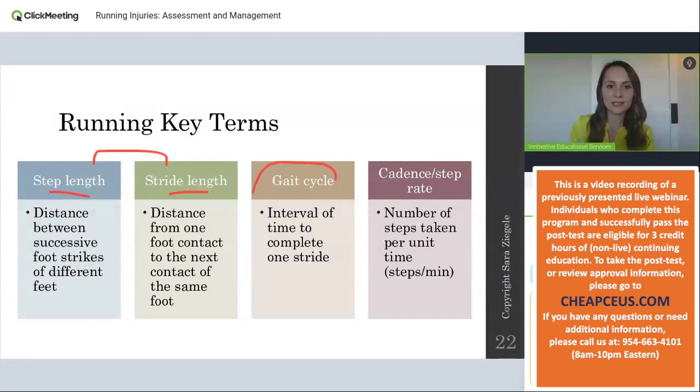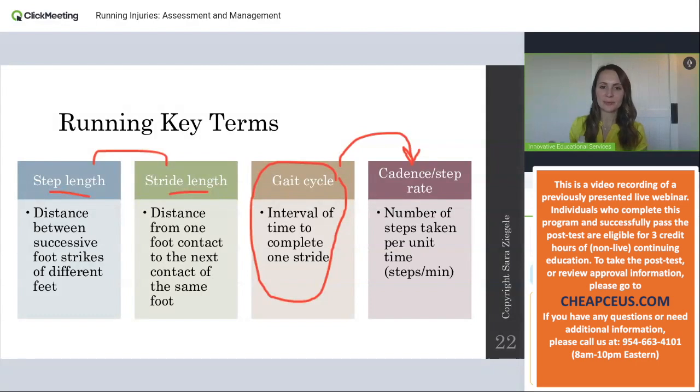The gait cycle is just the interval to complete that full stride. And then when we're talking about cadence or step rate, we're usually talking about the number of steps taken per unit time. And that unit time is almost always reported in the literature in steps per minute. And that one will be particularly relevant as we're talking about gait retraining strategies because cadence has become one of the most talked about interventions for gait modification.